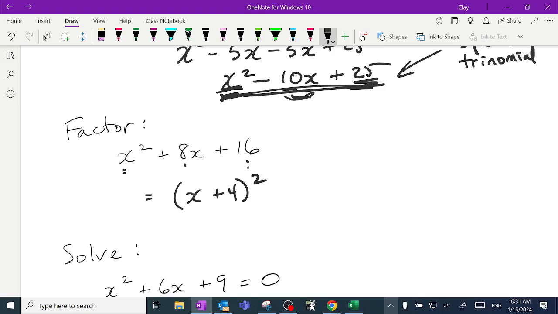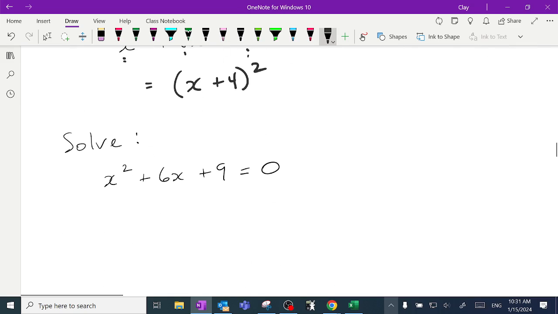And so now when we're solving an equation and we're using our factoring skills, jot that one down. Let's solve that one.